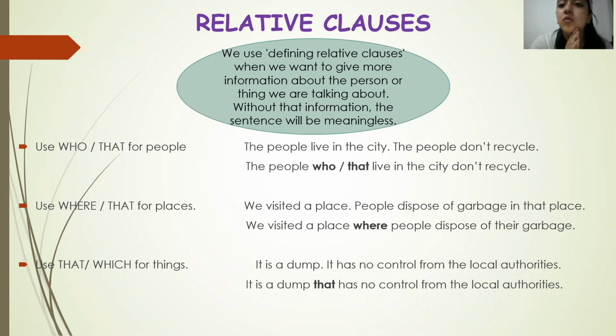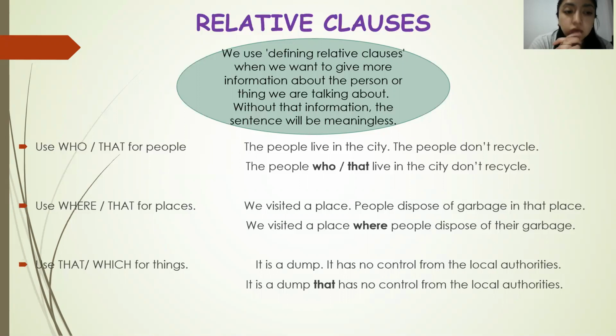So we use defining relative clauses when we want to give more information about the person or thing we are talking about, without which the sentence would be meaningless. So we use who and that. For example: the people live in the city, these people don't recycle. So for people, we are going to use the relative pronouns who and that. The people who or that live in the city don't recycle.